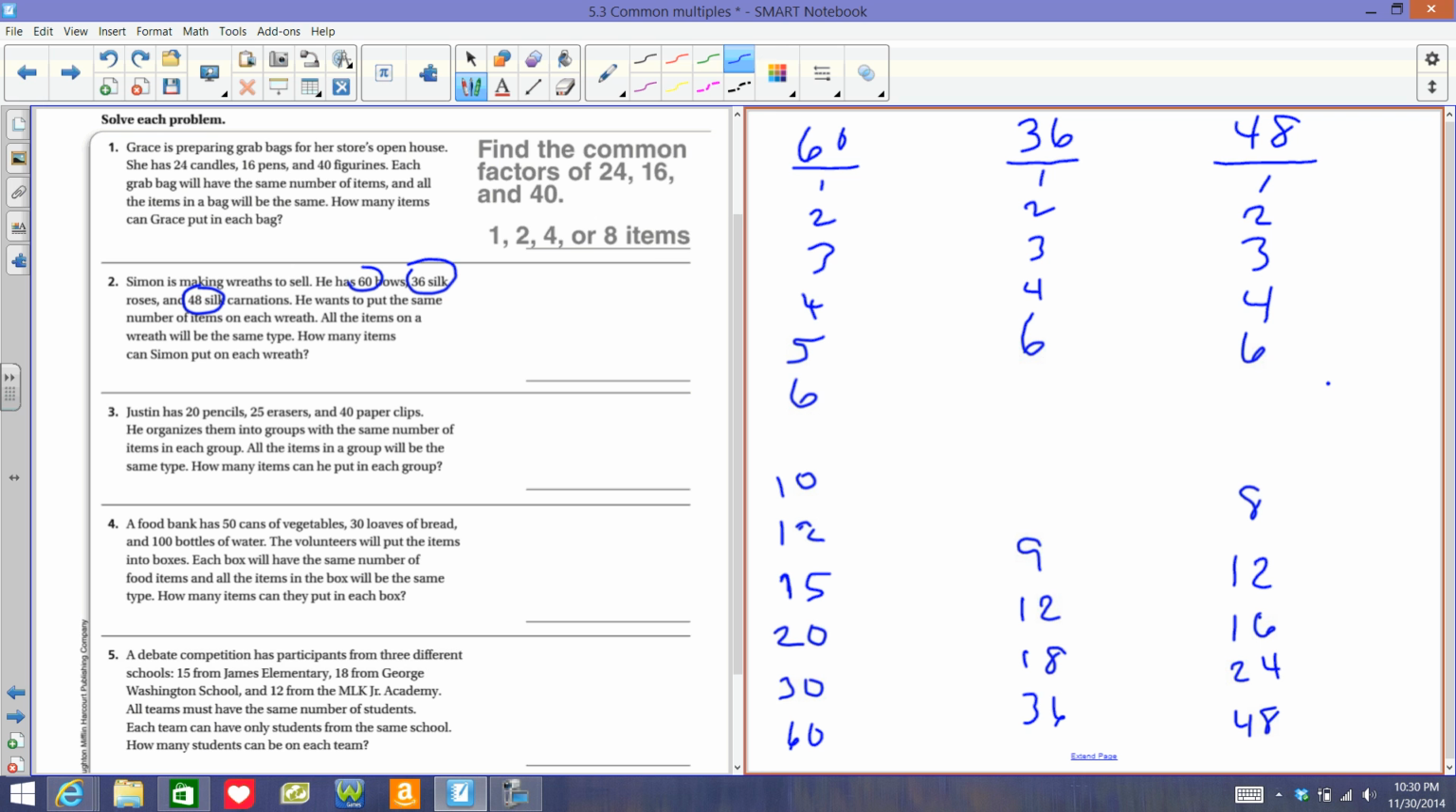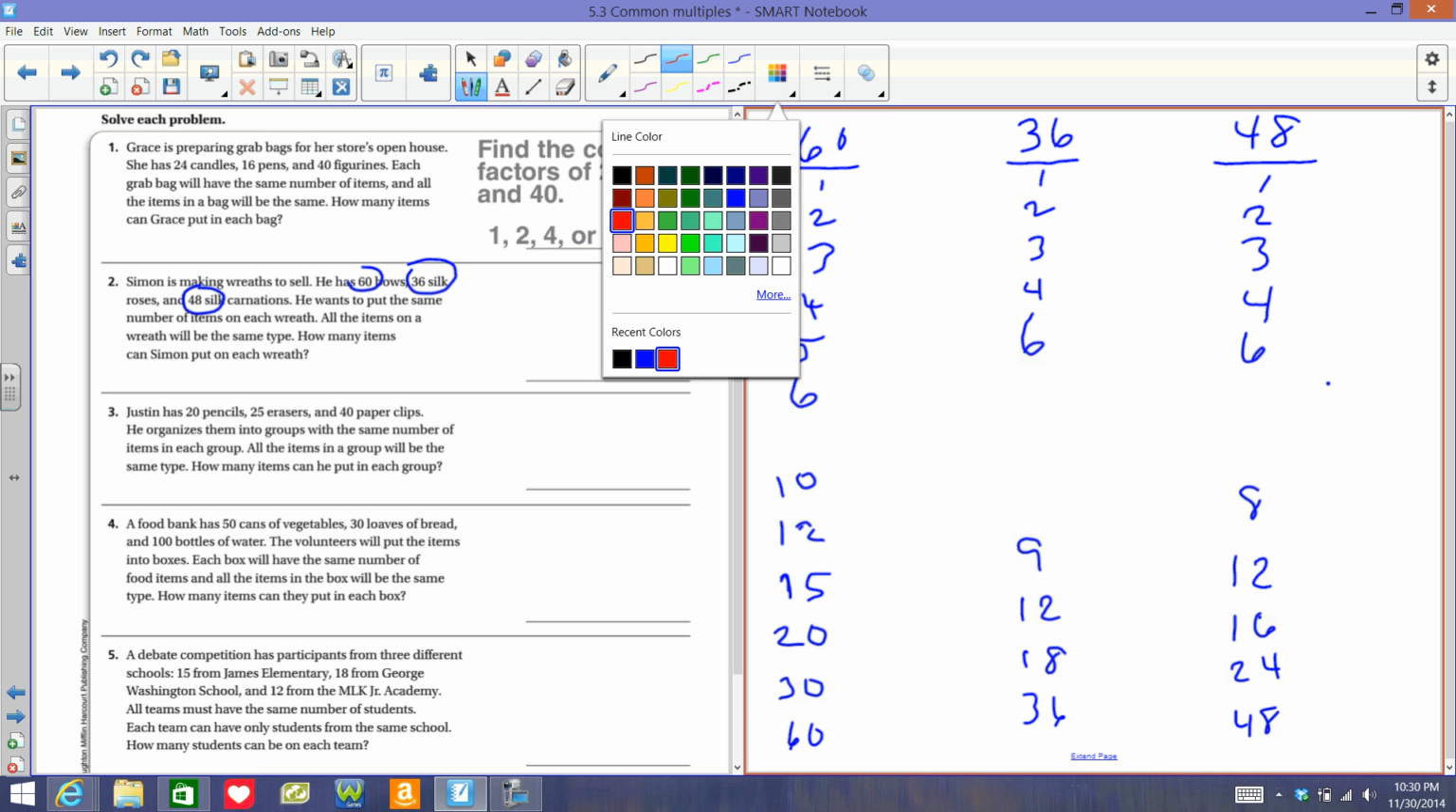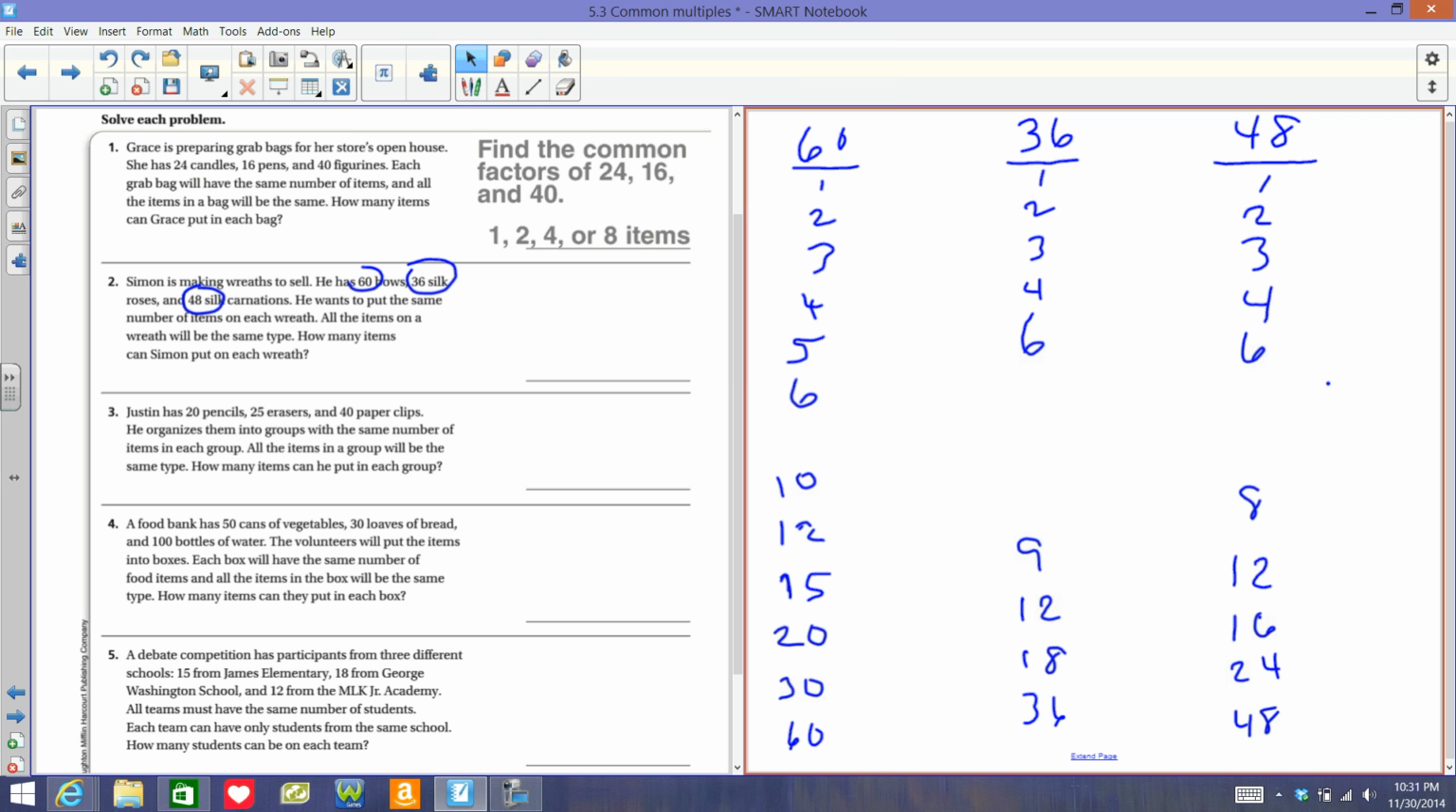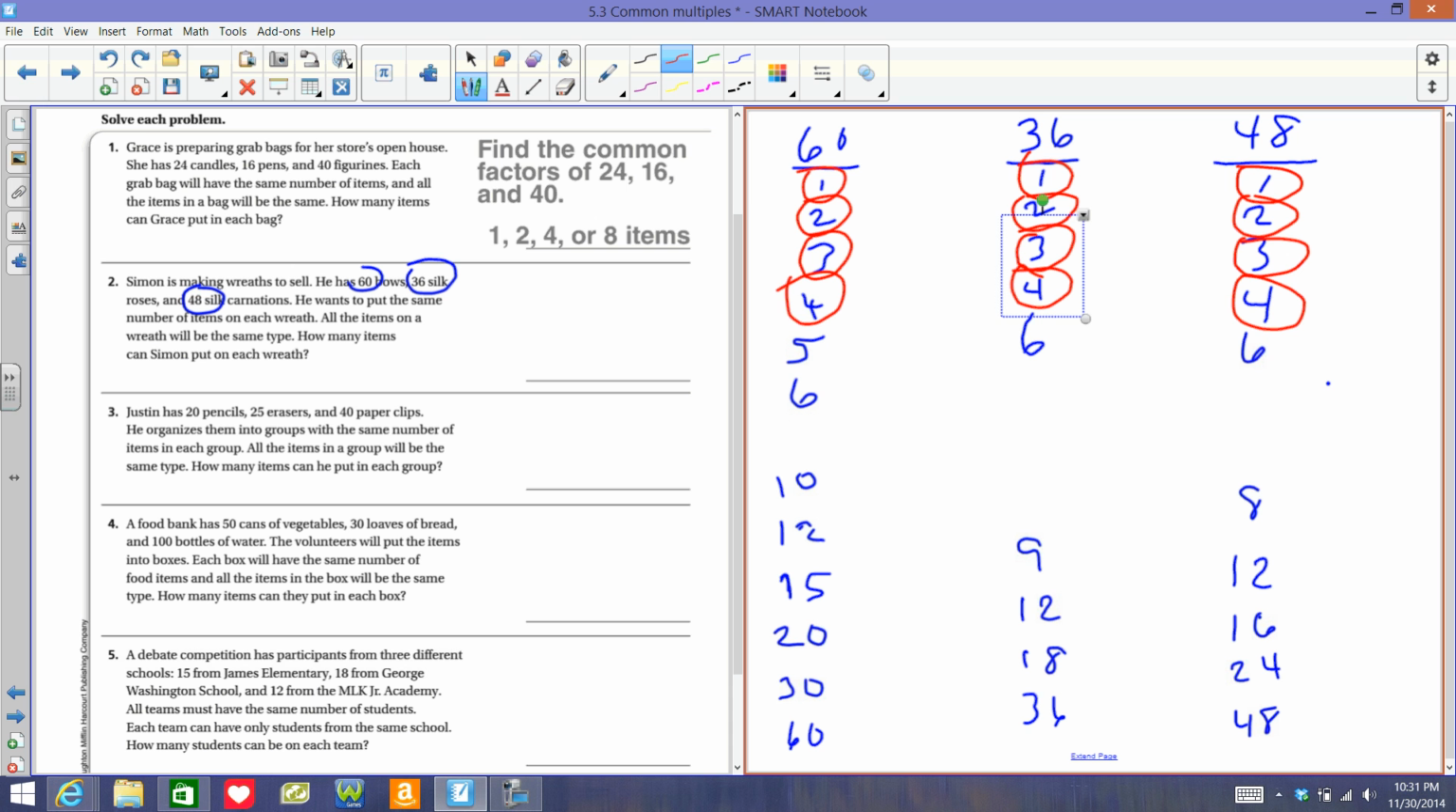So now I'm just going to go through and circle the common factors. So my common factors then are 1, obviously. Always. 2, they're all even numbers, so 2 is going to be a common factor. 3 is common. 4 is common. 6 is common. Let's see, 8, no. 9, no. 10, no. 12 is common. 15, no. 16, no. 18, no. 20, no. 30, no. 60, no. So those would be the numbers that we would list for our commons.